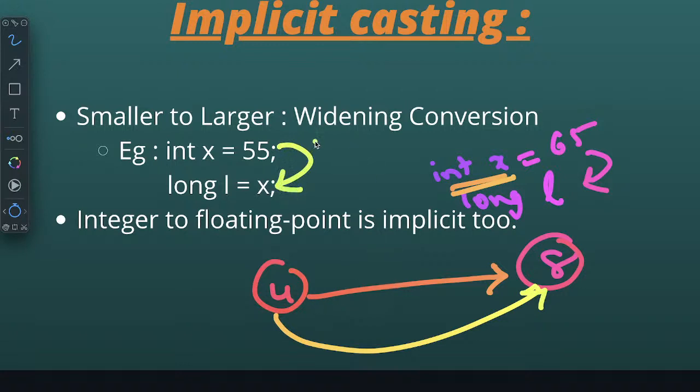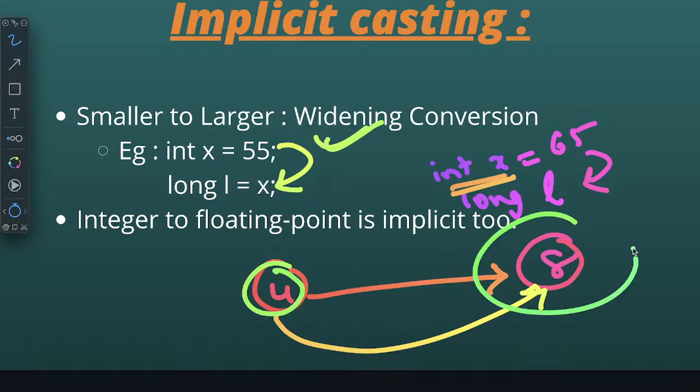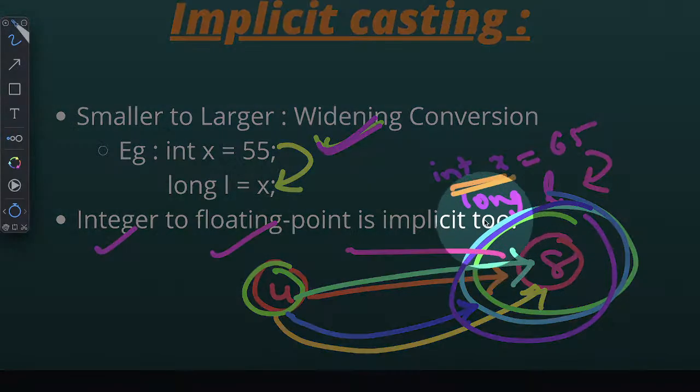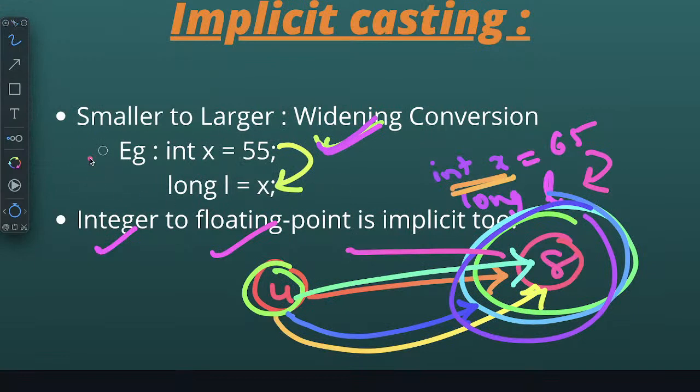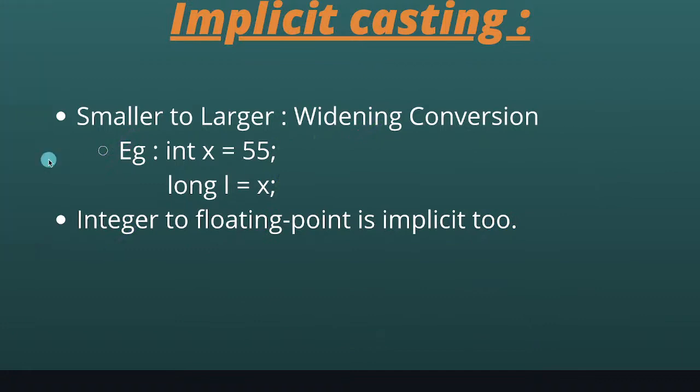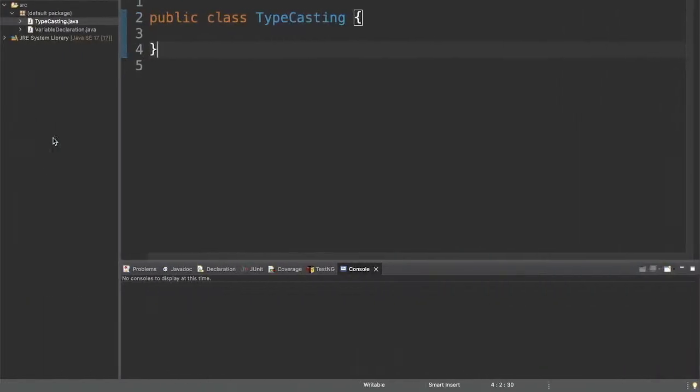So the reason why it is being called widening conversion is straightforward: this container is smaller, this container is bigger. So I am storing the smaller content into the bigger one, which means I am widening my conversion, I am doing a conversion from the smaller end to the larger end. So that's the reason why it is referred to as widening conversion. And integer to floating point is implicit too. We'll see this point after a while, but first we'll perform this in Eclipse and we'll see whether it works well or not.